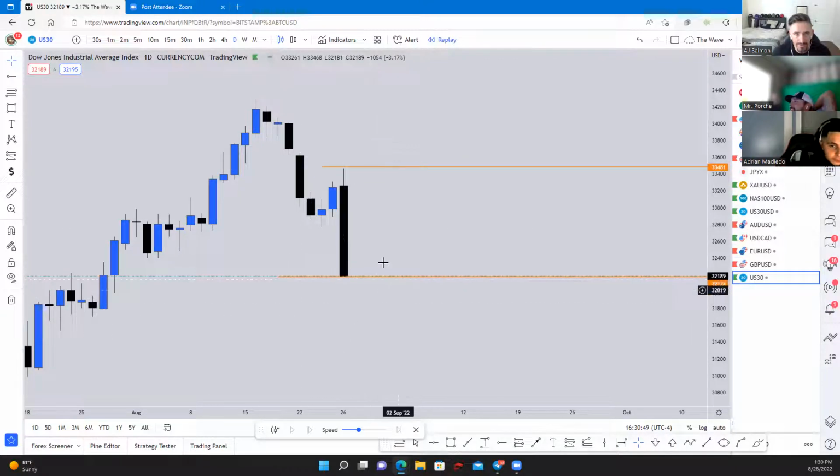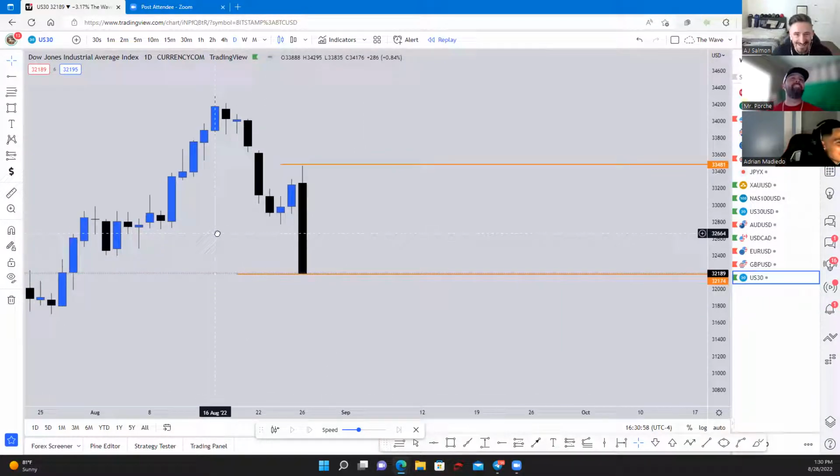So this is US30, this is our current high and low off of just one candle. That's why I said, where do you think it's going from here? I see a huge pullback, honestly, probably to retest that high.